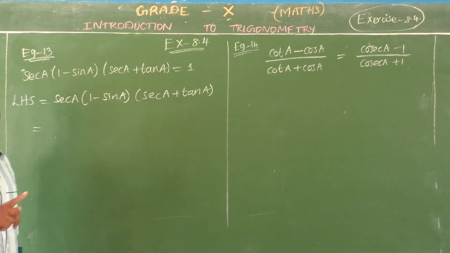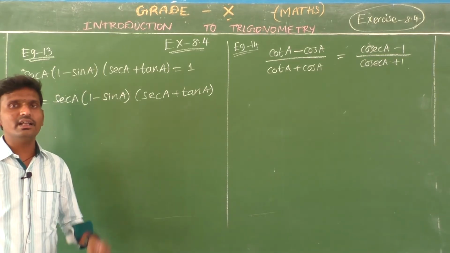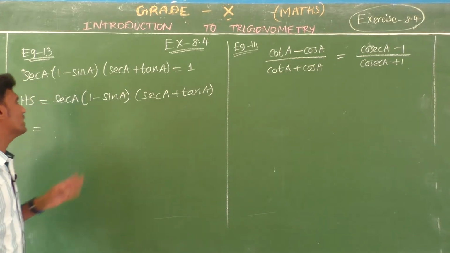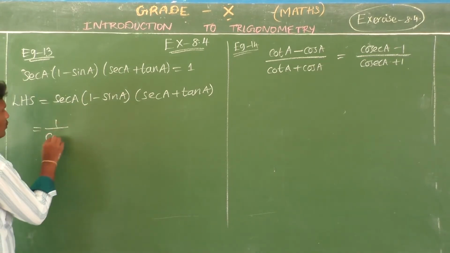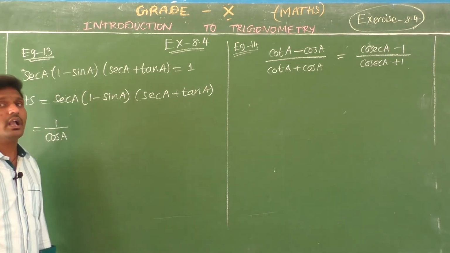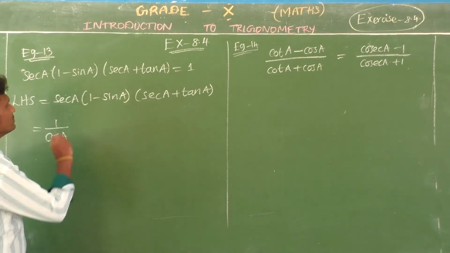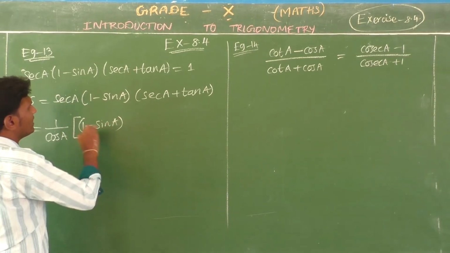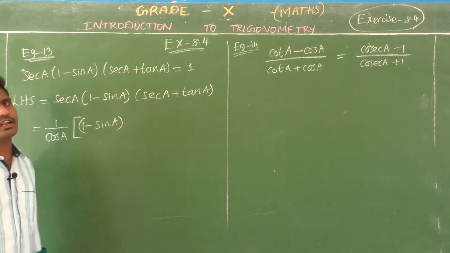Now, in the left side we have secant theta. Already I told you the meaning of secant theta: it is the reciprocal of cos theta. So secant A means 1 by cos A. Then for 1 minus sin A, we can't do anything because it is already in the correct format.